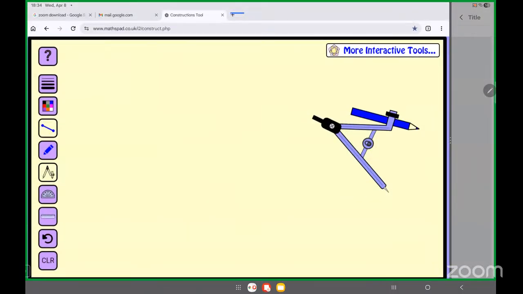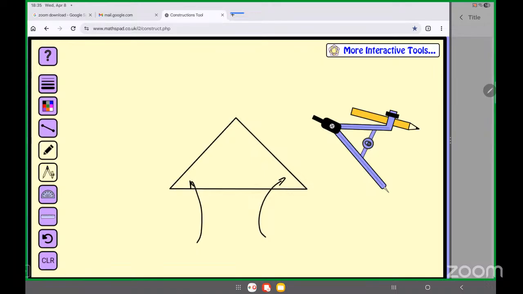So clear the screen. I'm going to draw a triangle on the screen. Let's draw a random triangle. Let's say it's my triangle. All right. To inscribe a circle, I need to bisect two angles. Let's say I'm going to bisect the angle over here and the angle over here. Bisect those two angles.